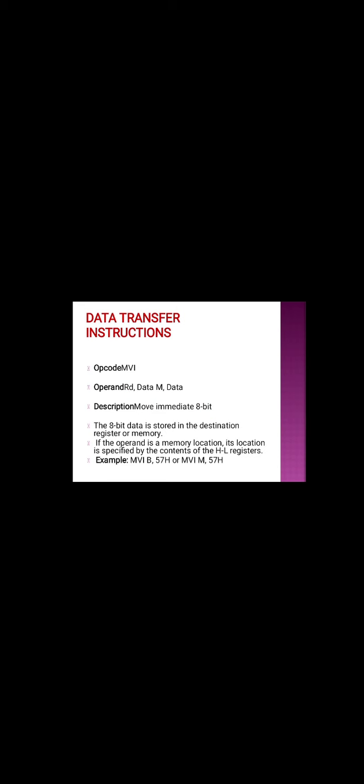The next data transfer instruction, MVI, move immediate. That is the opcode. The operand is register or memory, then data. The description is move immediate 8-bit data. The 8-bit data is stored in the destination register or memory. If the operand is a memory location, its location is specified by the content of the HL register pair. For example, MVI B, 57H.